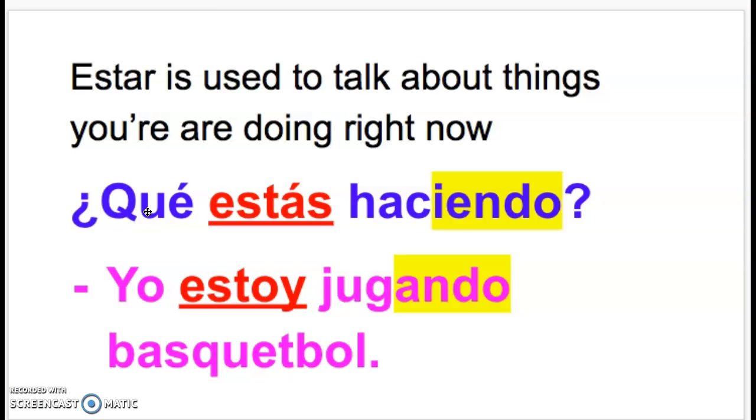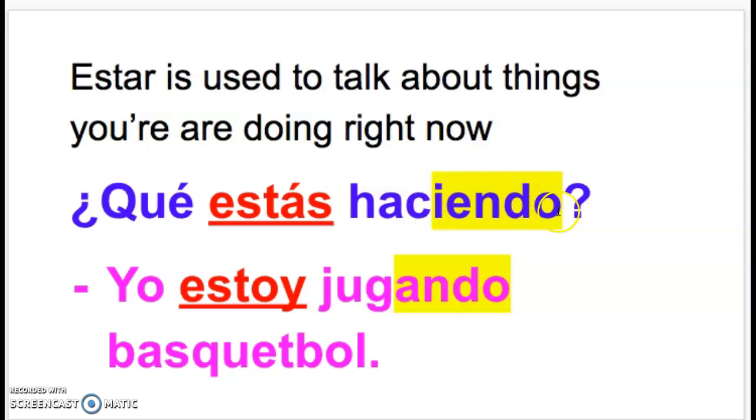Okay. Now, estar is also used for one other thing that we're going to look at, which is things that we're doing right this minute, right now. Obviously, this is something that could change. So we use the verb estar because it's an action that we're doing now, but may not be doing in a few minutes. And so I could ask this question, ¿Qué estás haciendo? What are you doing? Okay, using the verb hacer, which means to do.